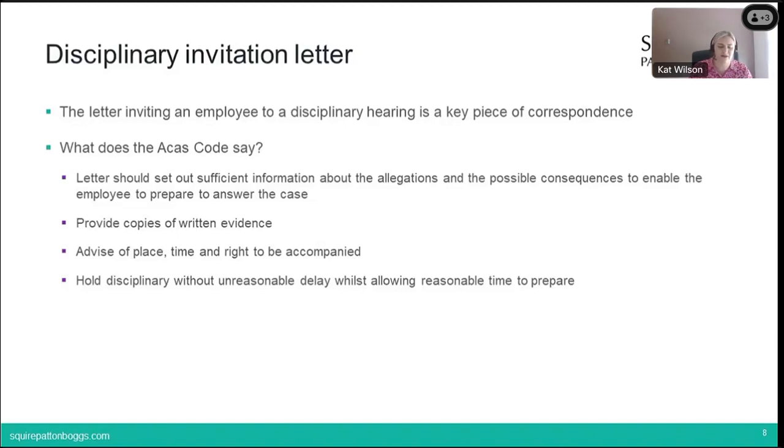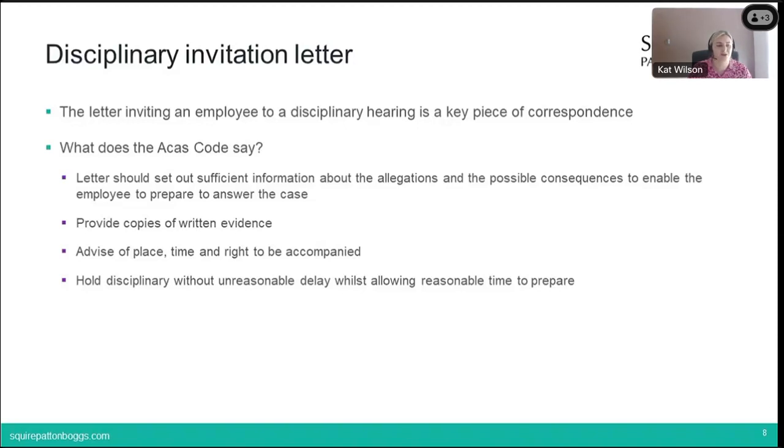It's also really key that the accusations are consistent. I've seen it before where the accusations seem to change from letter to letter. If you're changing the allegations and the scope, that's likely to be unfair. So, it's best to try and avoid doing that as much as possible.